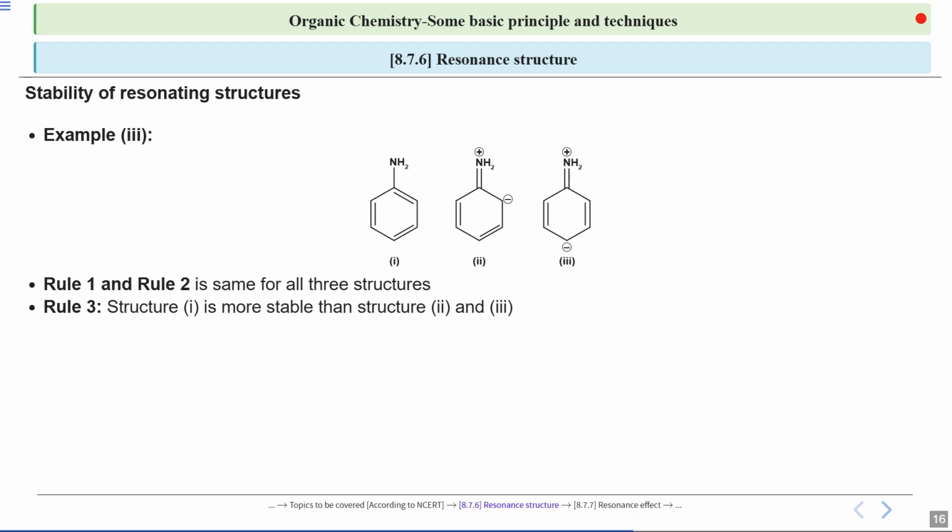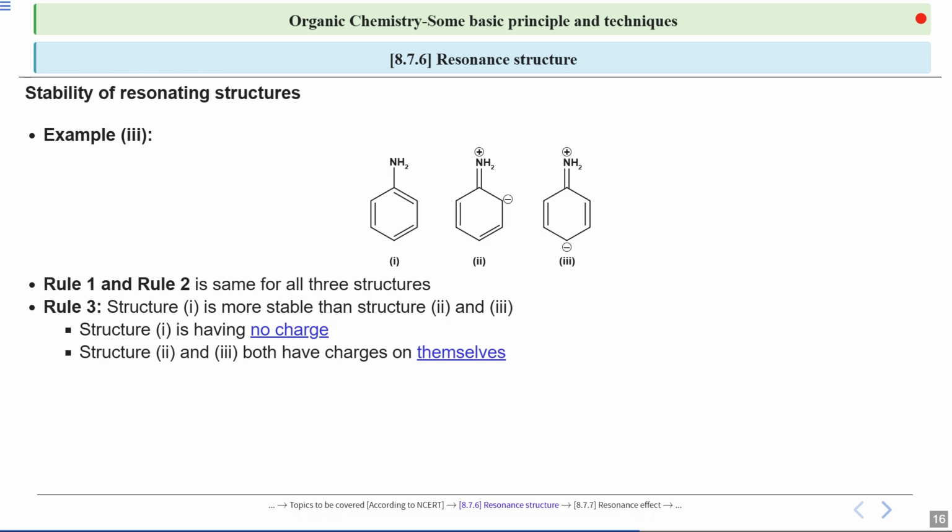What is the reason behind it? Can you think of it? For that you have to move on to rule 3. Structure 1 has no charge on it, whereas structures 2 and 3 are charged species. So that is the reason structure number 1 is more stable than 2 and 3.